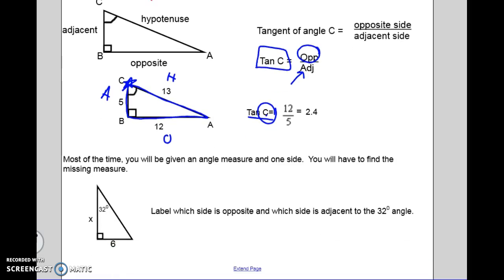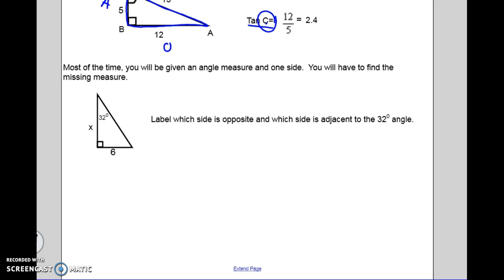Are we good? Okay, look at the next one. Where would I start? At the 32, either the angle they give you or the angle they're asking you to find. Okay? So we're going to start at the 32 degrees.